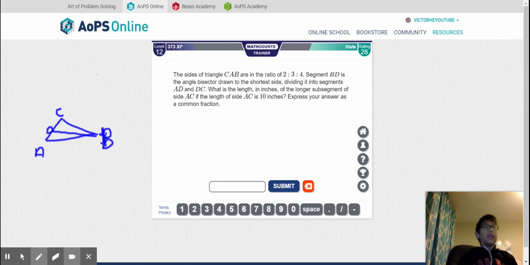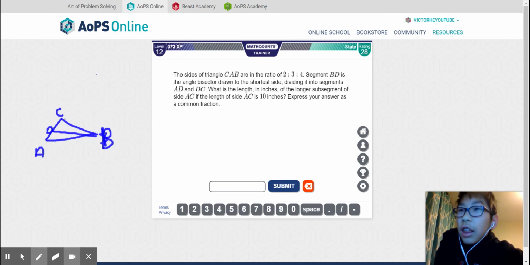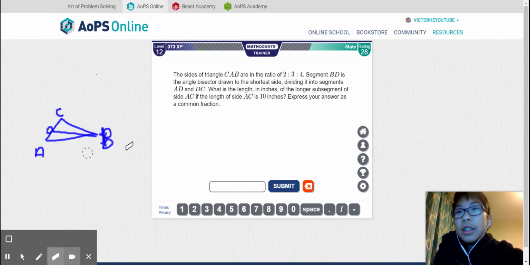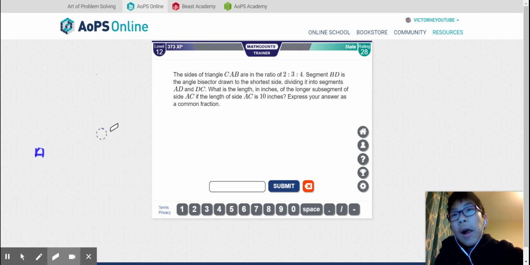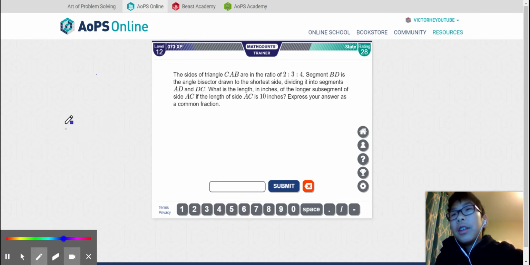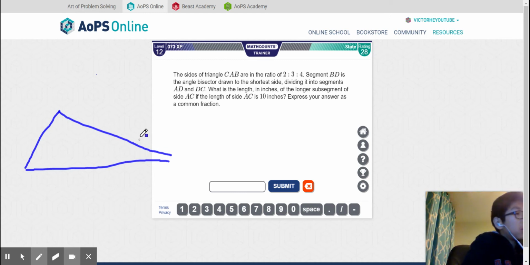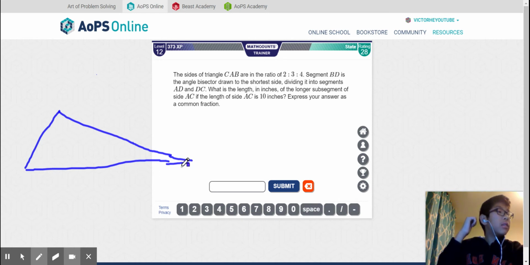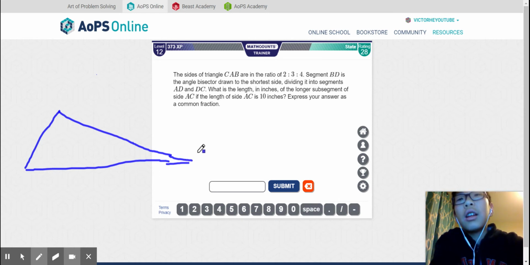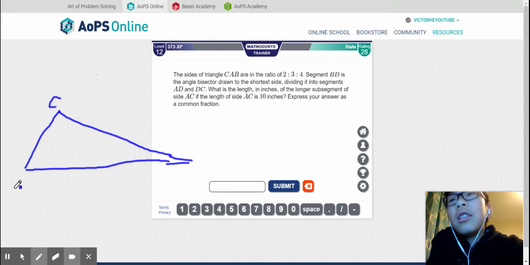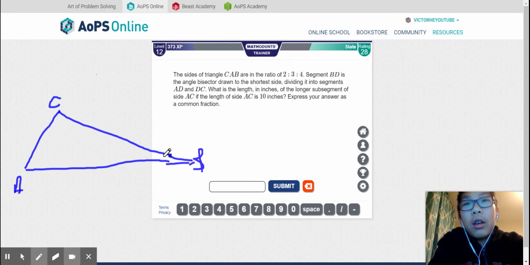This is a pretty interesting question. I think it has something to do with medians. Okay, I'm going to erase this again and make a bigger model. So this is 2, 3, 4. Okay, so we have C, A, and B. Sorry, that's pretty loud. Okay, so we have the angle bisector.